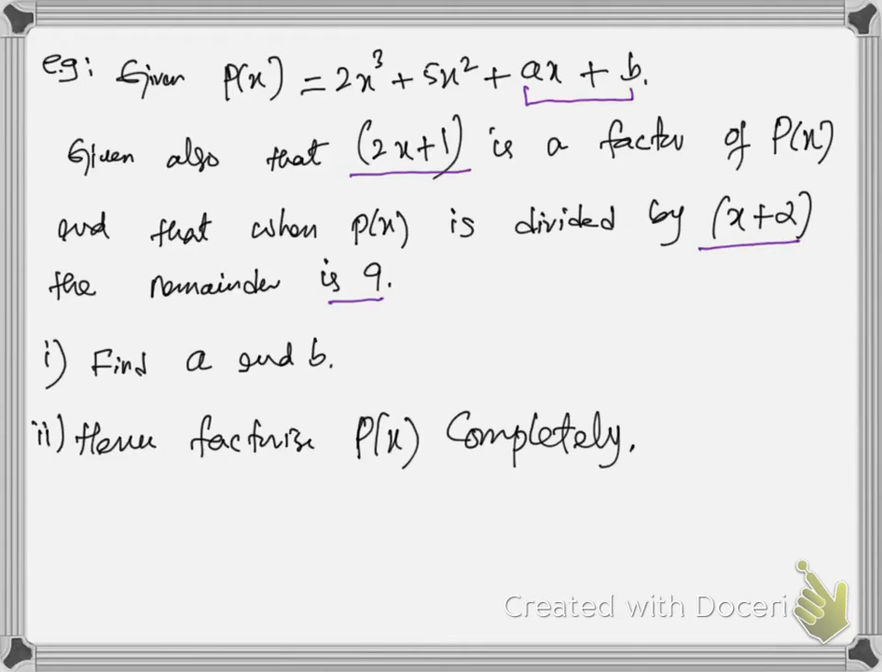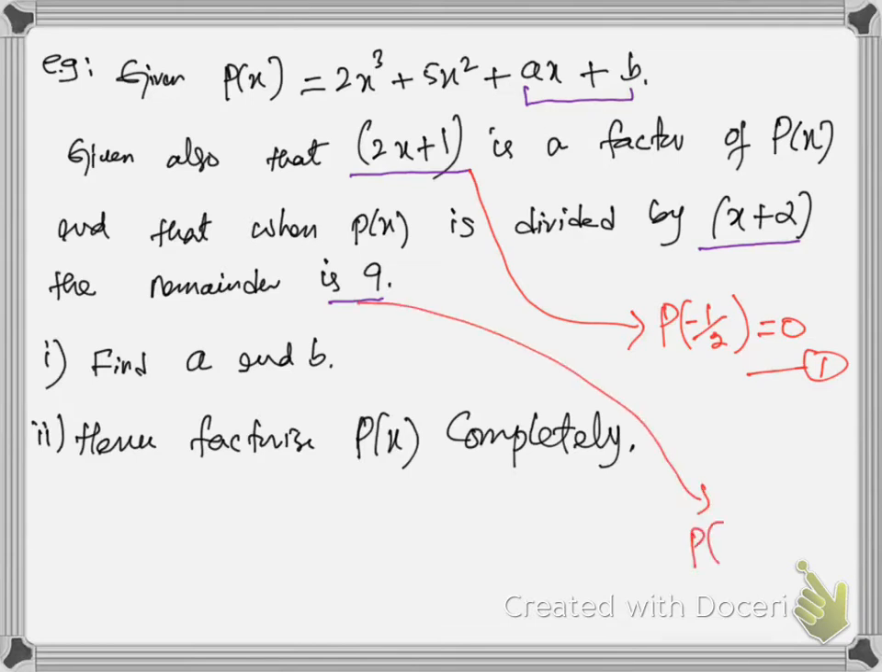So these are two conditions, and with the help of these two conditions we will form two equations. According to 2x plus 1 condition, we can write p of minus half equals 0. This is condition number 1. With the help of this second condition x plus 2, we can write p of minus 2 equals 9. This is condition number 2. With the help of these two conditions, we will get the values of a and b. We'll do the second part later. We will first focus on the first part.